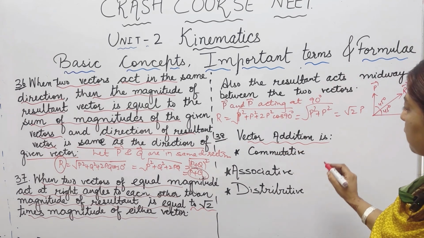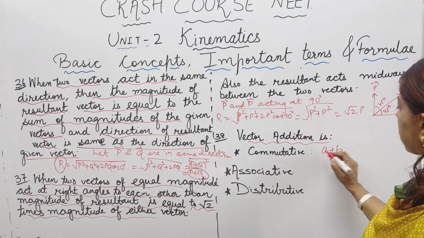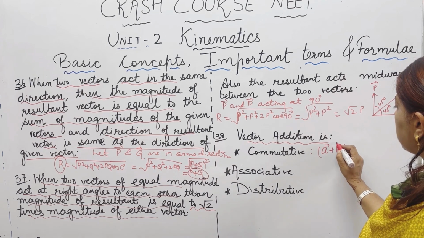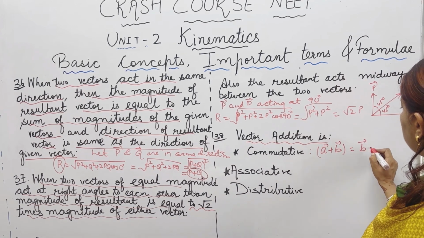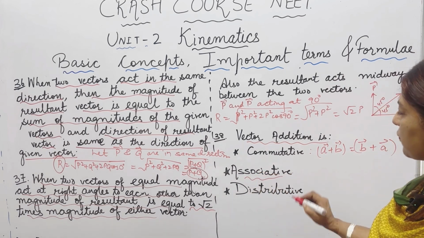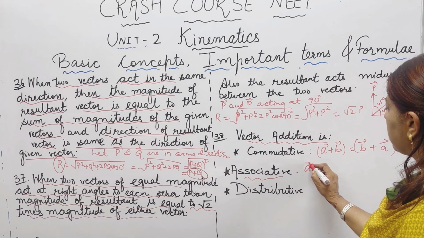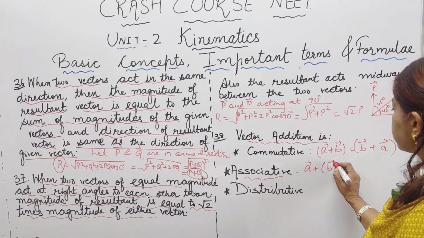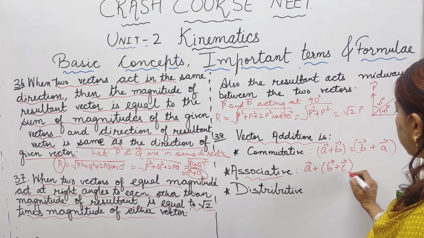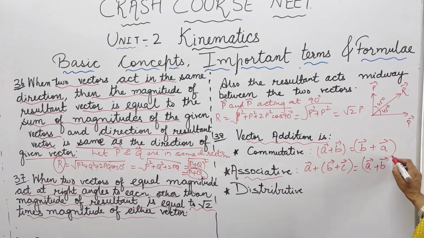The next is the properties of vector addition. It is commutative. Commutative is related to the order. It means A plus B is equal to B plus A. The next is associative. Associative is regarding the grouping of vectors. It means vector A plus vectors B plus C in the bracket is equal to vector A plus vector B plus vector C.